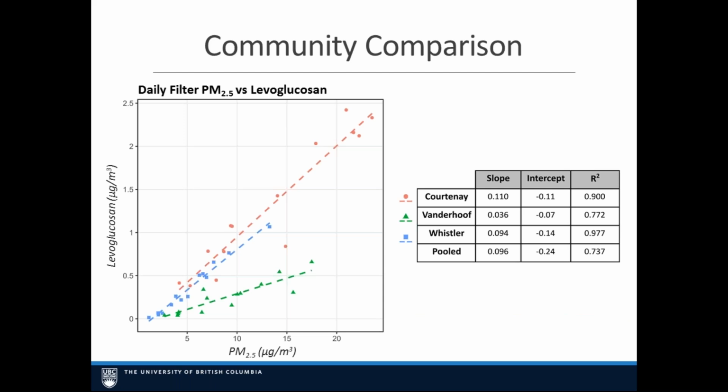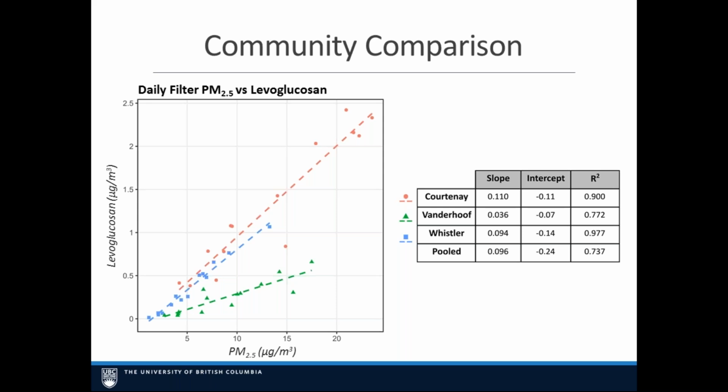First of all, here's a quick overview comparison of the communities from the gravimetric filter measurements at the fixed site. There are 14 data points for each community over the 2 weeks, with the 24-hour PM2.5 concentrations on the x-axis and the levoglucosan concentrations on the y-axis.